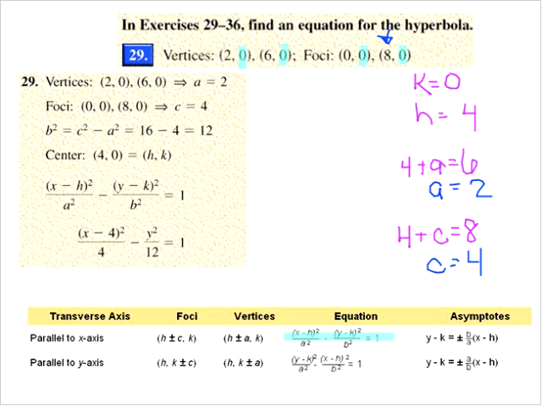I can find b, or b squared, by taking c squared minus a squared. So 16 minus 4, again, is 12, like we had in the last problem. And to fill it in now, I think I have everything I need. You'd have x minus 4 squared over 4 minus y squared over 12 equals 1.